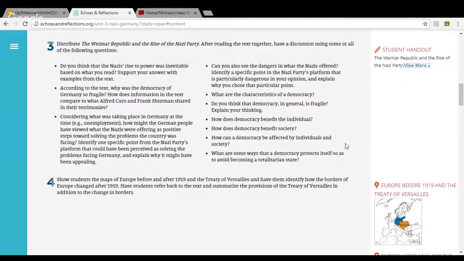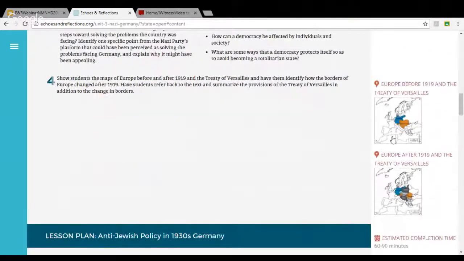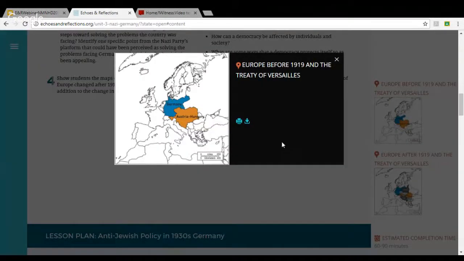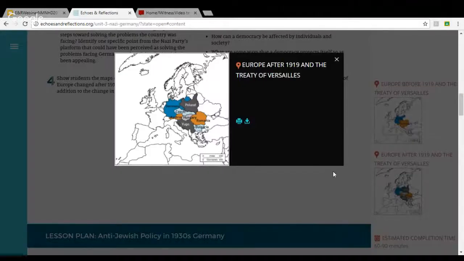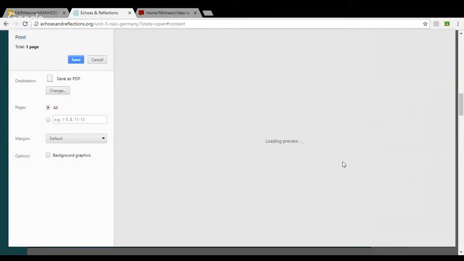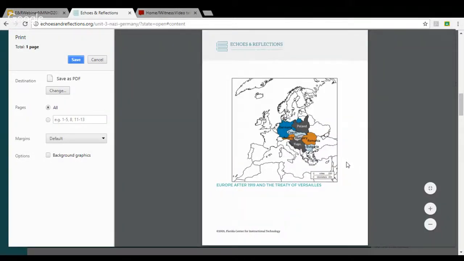And so additionally, within this lesson on Nazi Germany, we have two maps. We have the map here that shows pre-end of World War I Europe, before the Treaty of Versailles. And then we have our second map, which shows us Europe after 1919 and the Treaty of Versailles. And if you want to see it in a larger format, you can simply click on the print button, which should blow it up into handout form. And this can be made into a handout that you can distribute to your students.